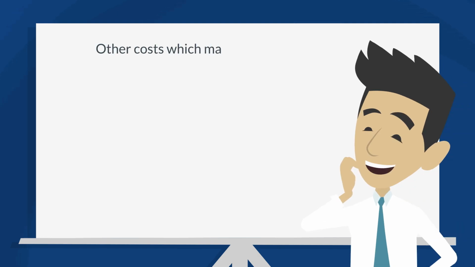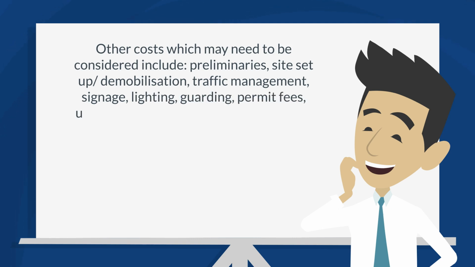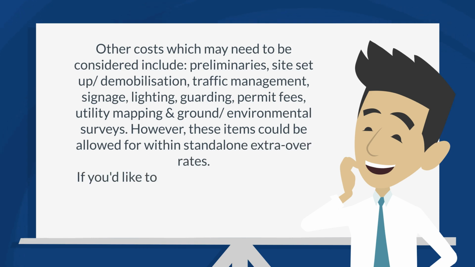Other costs which may need to be considered include preliminaries, site setup/demobilisation, traffic management, signage, lighting, guarding, permit fees, utility mapping, and ground/environmental surveys. However, these items could have been allowed for within standalone extra overrates.